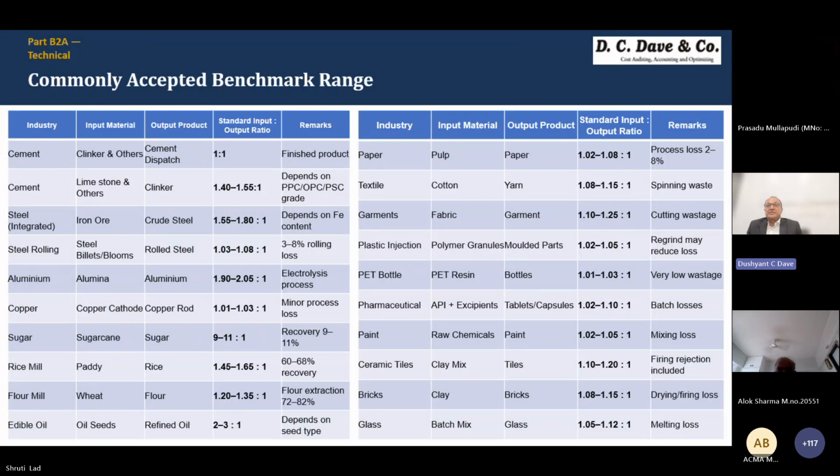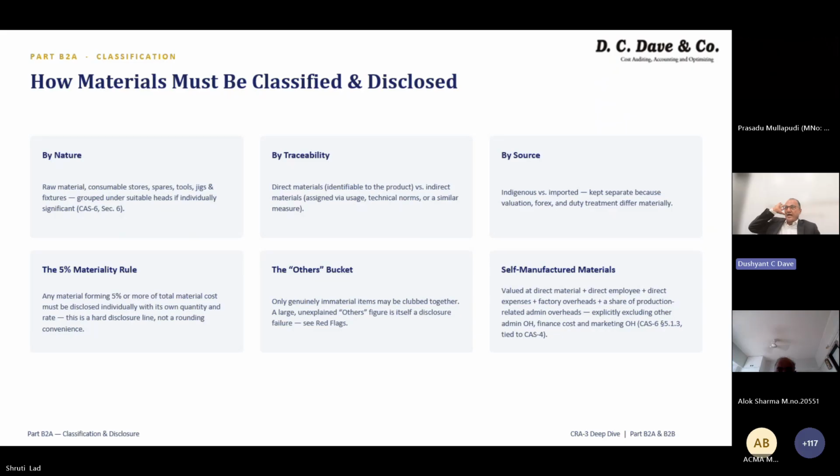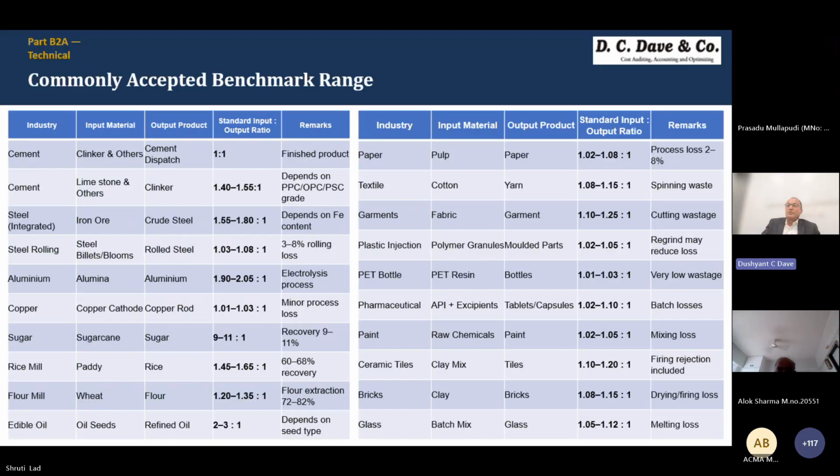It's not part of our mandate to do a benchmarking. But for our own consumption, this is our own research, that industry-wise, some of the industries, not all: cement, steel, aluminum, copper, sugar, rice, edible oil, PET bottle, pharmaceutical, paint, ceramic tiles, bricks, textiles. I have given you the product-wise benchmarking. I've also tried to give you some of the remarks you might like to use, and what kind of process it is.